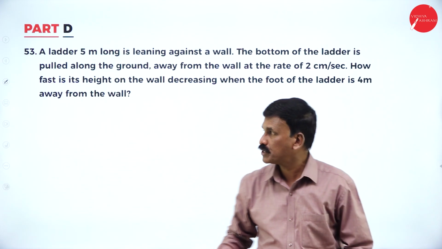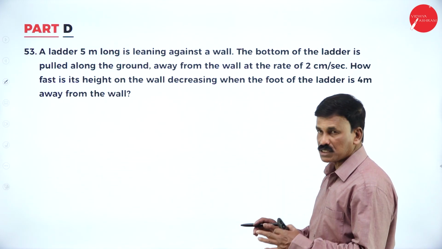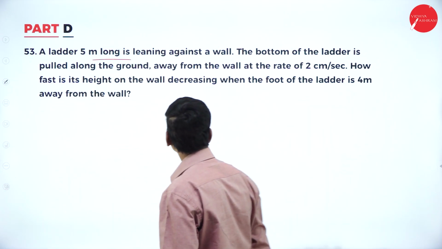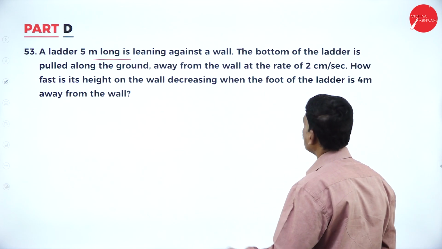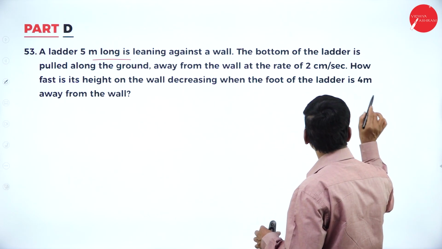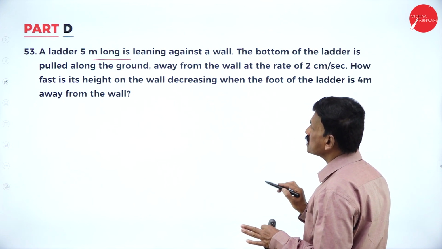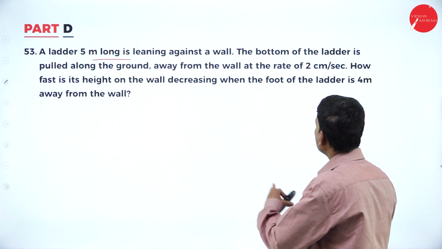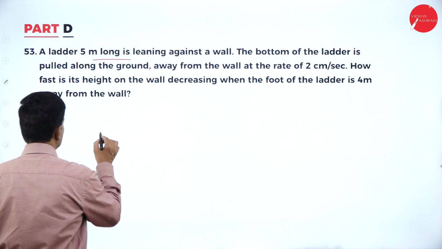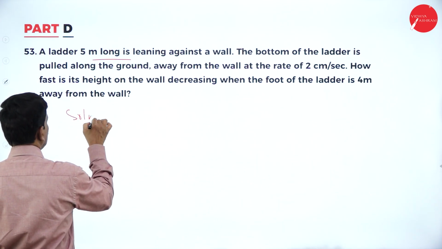This is also a very important problem. It is an application of derivative. A ladder of 5 meter long is leaning against a wall. The bottom of the ladder is pulled away from the wall at the rate of 2 centimeters per second. How fast is the height of the wall decreasing when the foot of the ladder is 4 meters away from the wall?